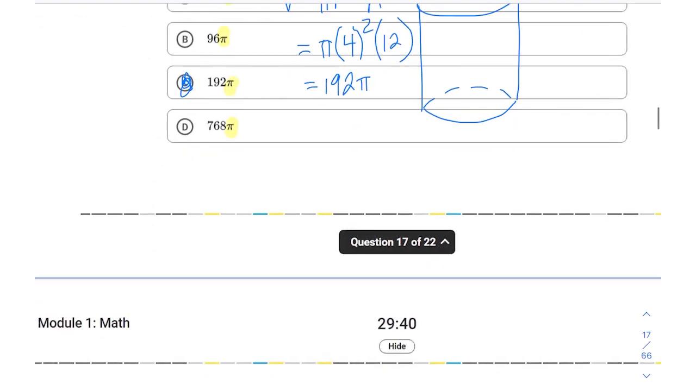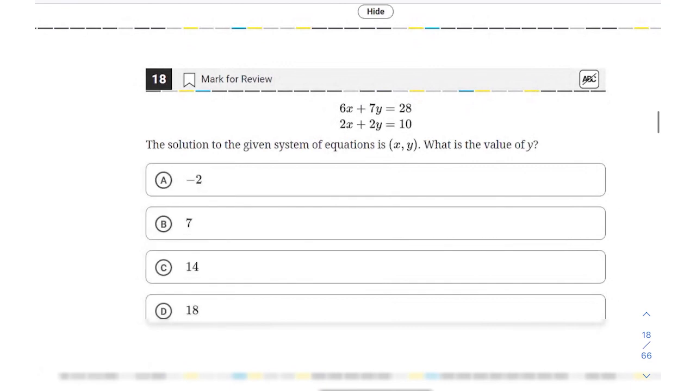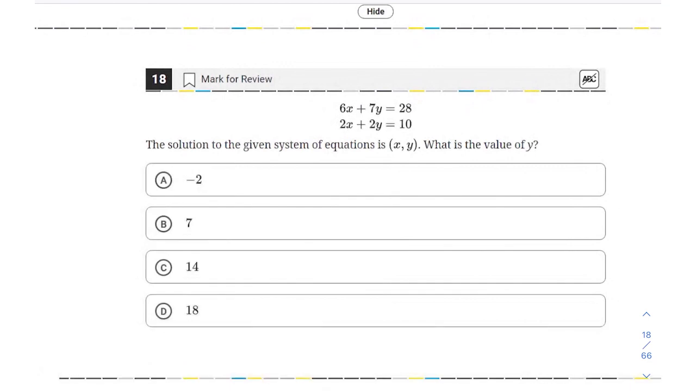Let's take a look at number 18. So this one is a system of equations, and they want to know the value of y. So if we're trying to solve for y, what we should aim to do if we can is eliminate x. So to do that, we can multiply this second equation by negative 3 so that we'll end up with a negative 6x in that equation, and then we can cancel out our x's.